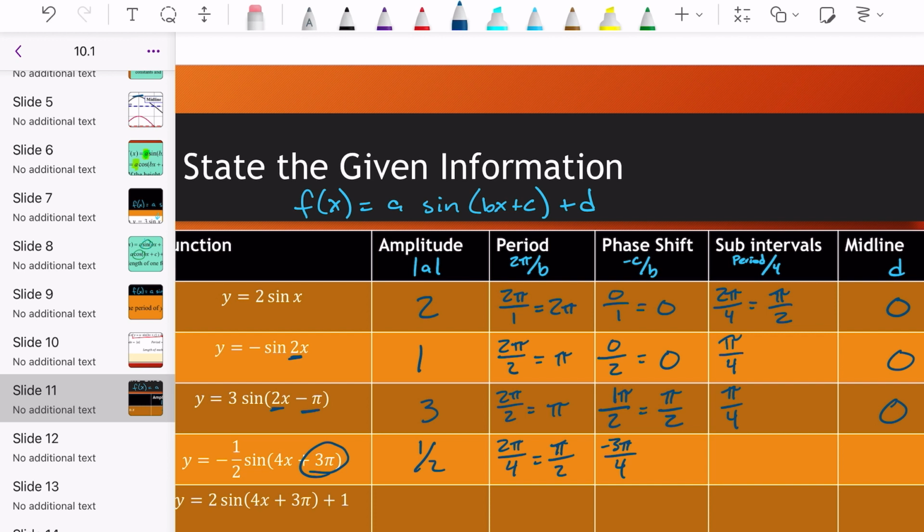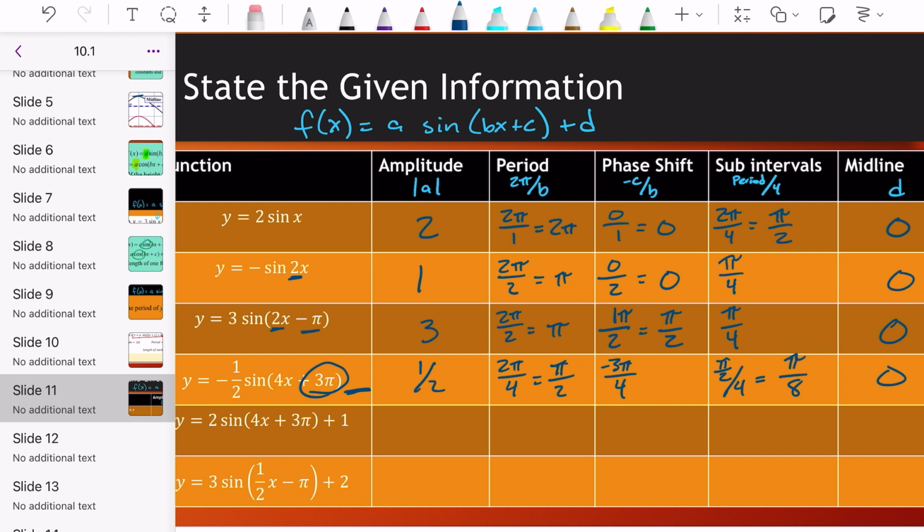Our period is pi over 2 divided by 4. Now, in this case, we're going to end up with an answer of pi over 8 for the subinterval. Notice we still do not have a d on the outside of the parentheses, which means our midline is 0.